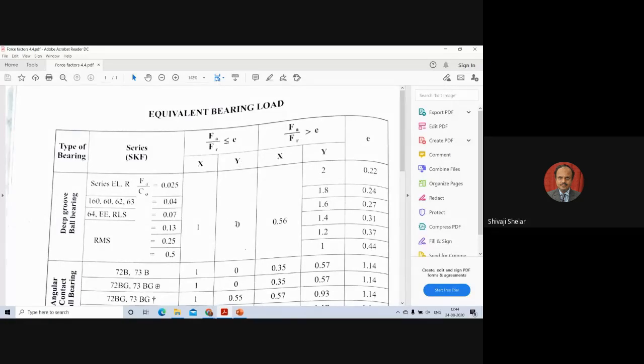So Y is an axial component. Axial component becomes 0. And X component is a radial component. So your entire load is a radial load there.